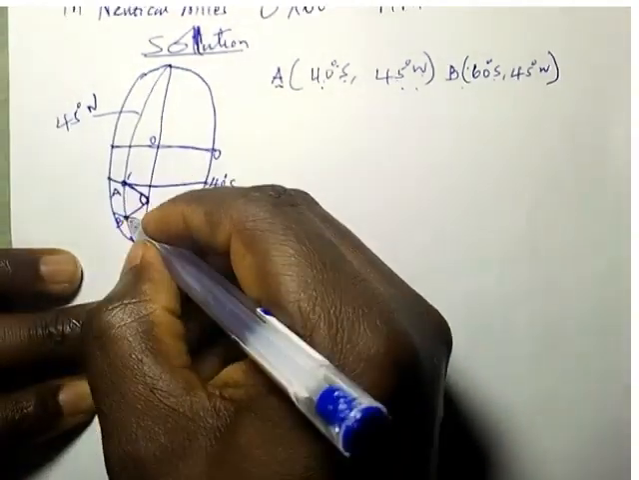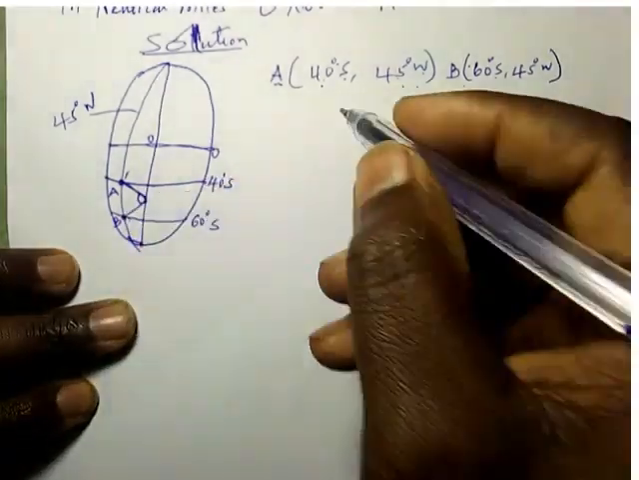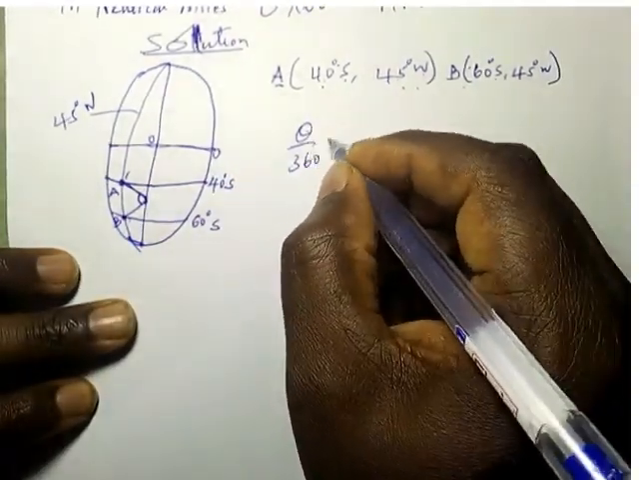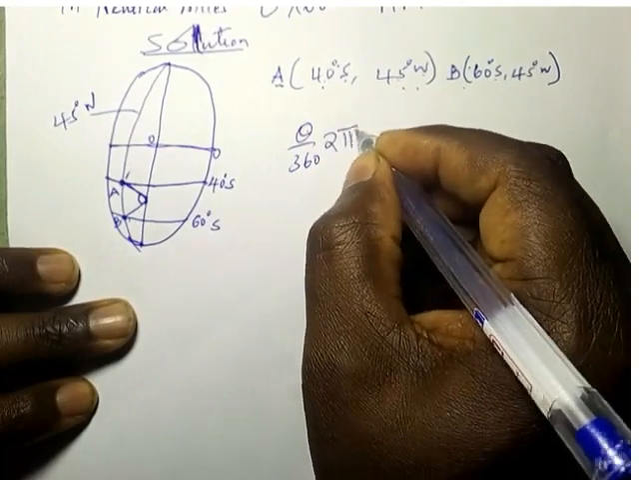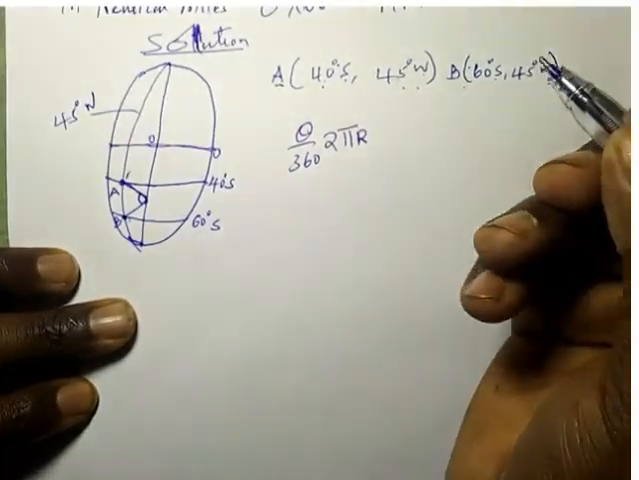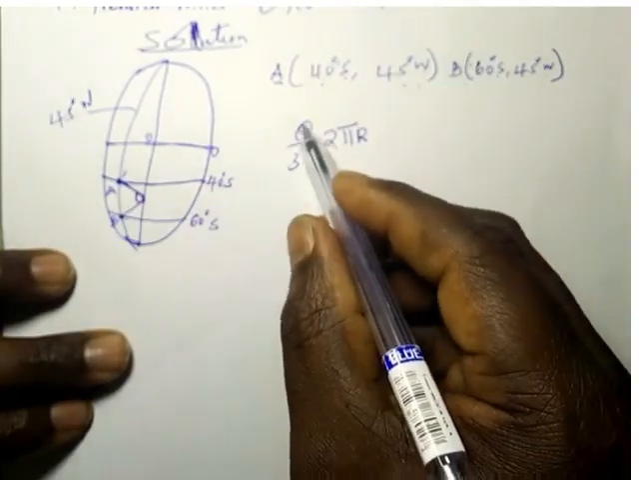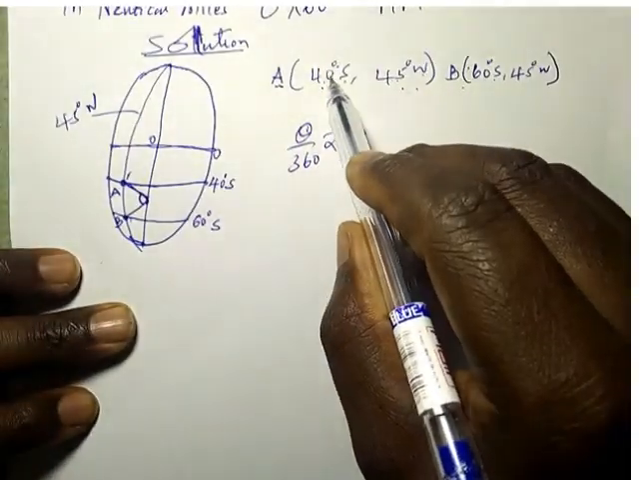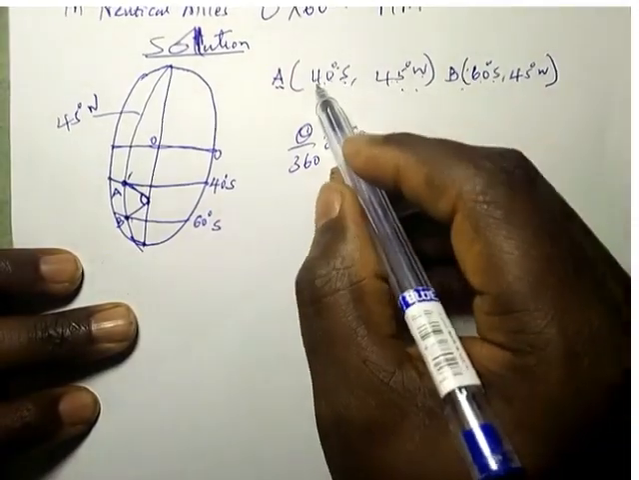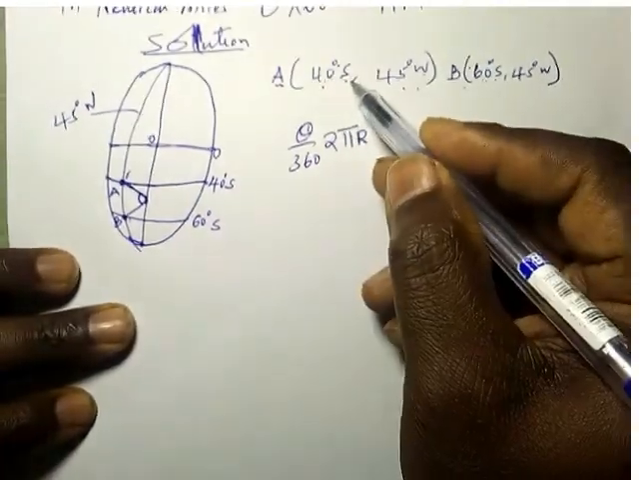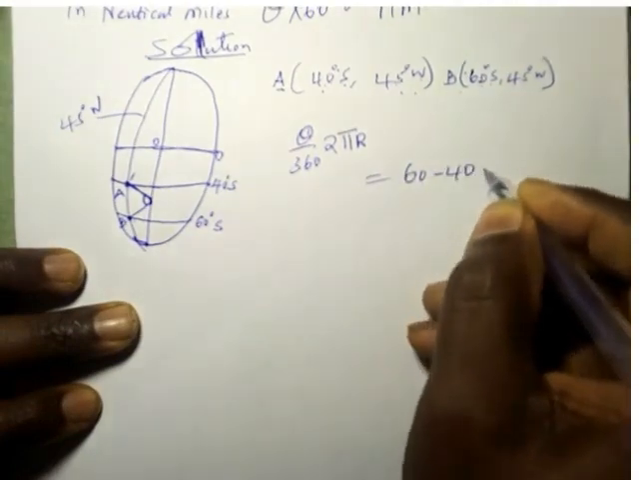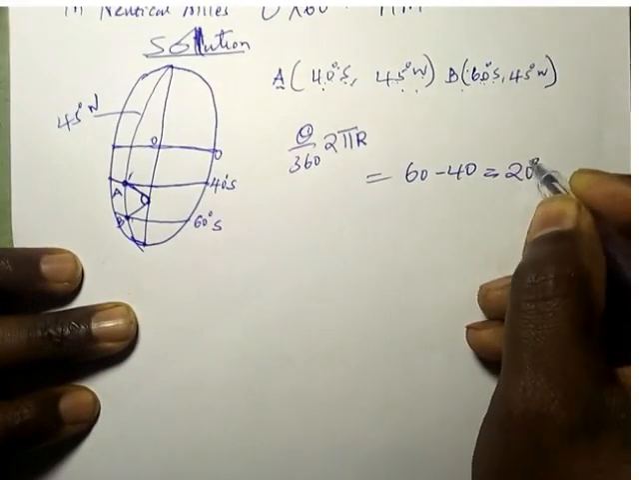And because it is along a great circle, the formula is theta over 360 times 2 pi r. R we have been given. So how do we get the theta? Theta is the angle difference, the difference of the angle of the latitude. They are on the same side, the south, so the angle difference is 60 degrees minus 40, and the answer is 20 degrees. That is the angle difference.